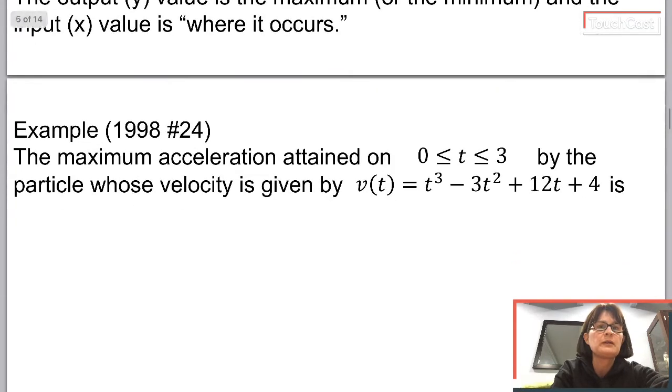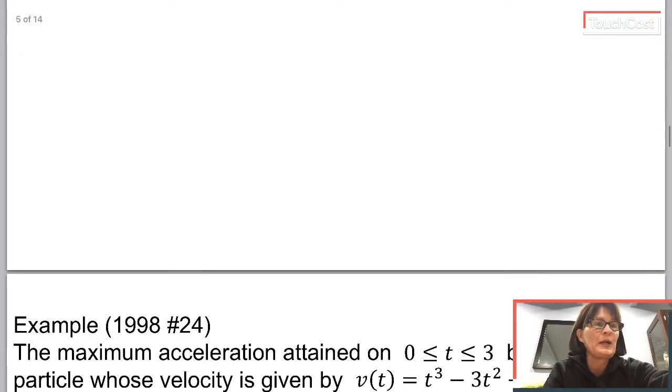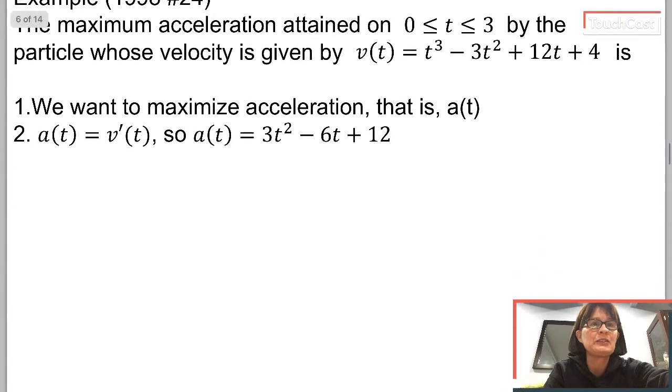All right, so here we go. I want to find the maximum acceleration of a particle, and I know the velocity of the particle. So this is an optimization problem. They've said maximum acceleration, so I didn't even have to think too hard about that. And what is it that I'm trying to maximize? I'm trying to maximize acceleration. All right, so step one, we're going to try to maximize acceleration.